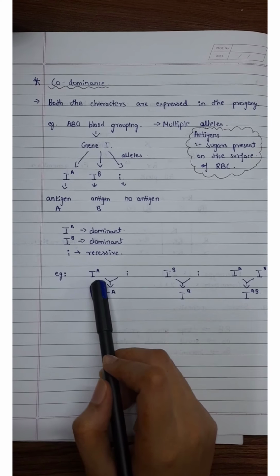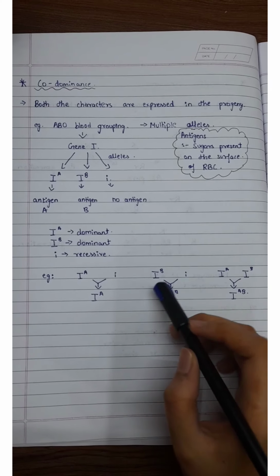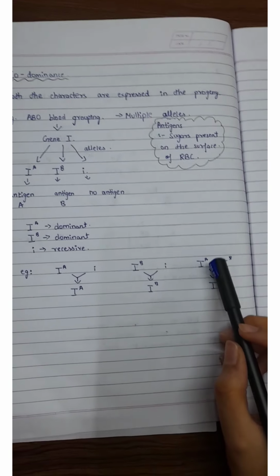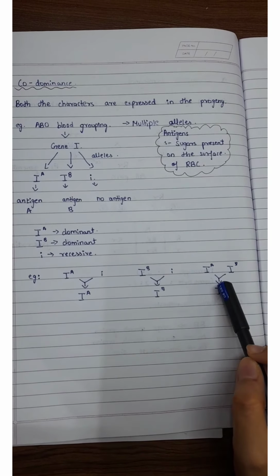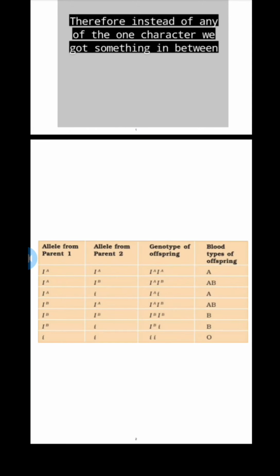Therefore, if we mate a person with IA and small i, the progeny will have A blood group. IB and small i, over here the progeny will have B blood group, and if we take IA and IB, the progeny will have AB blood grouping. Therefore, this is called codominance. Now here, if we take an example, the allele from parent 1 and the allele from parent 2, if both are IA, the progeny will have a blood group of A. If one allele is IA and the second one is IB, the progeny will have a blood group of AB.